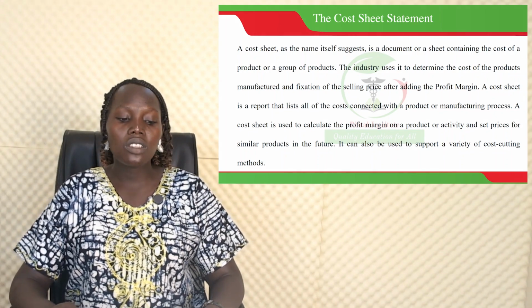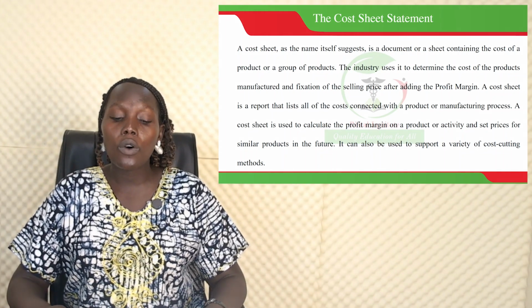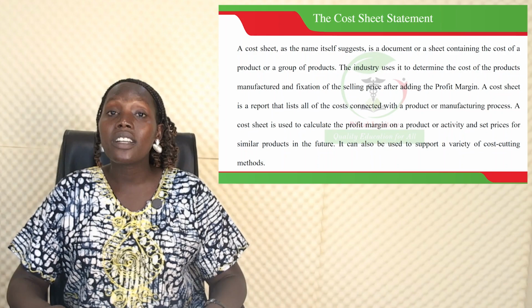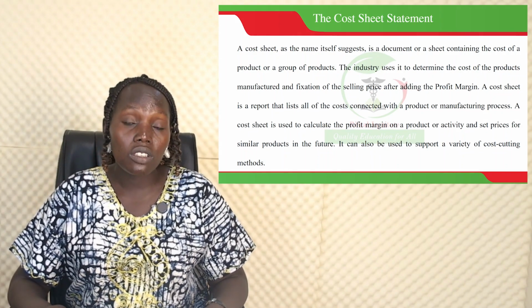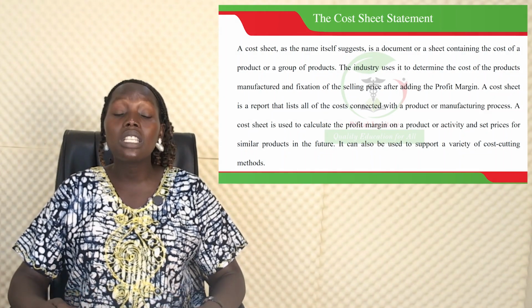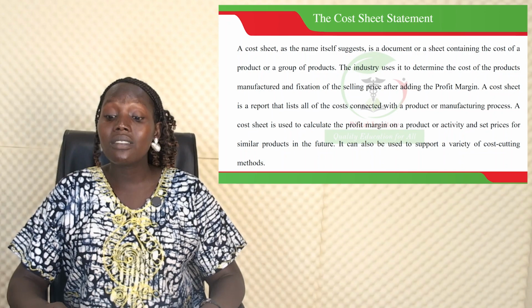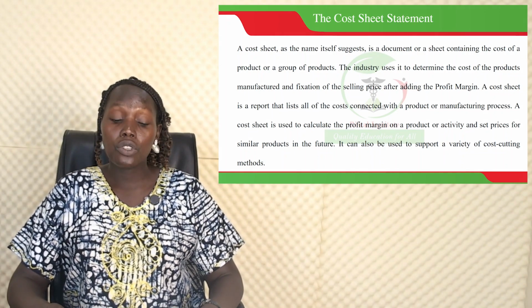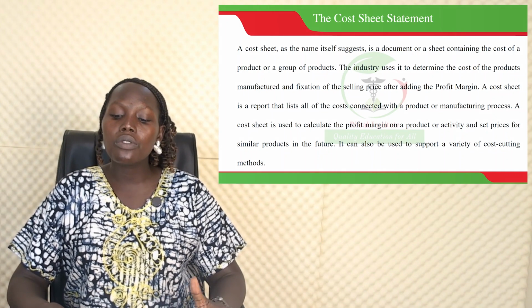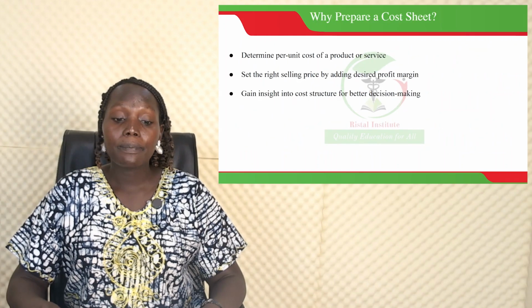A cost sheet is a report that lists all the costs connected with production or manufacturing processes. It is usually used to calculate the profit margins on a product or activity and set prices for similar products in the future. It can also be used to support a variety of cost-cutting methods.